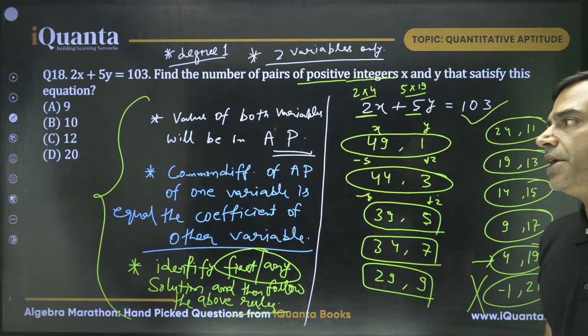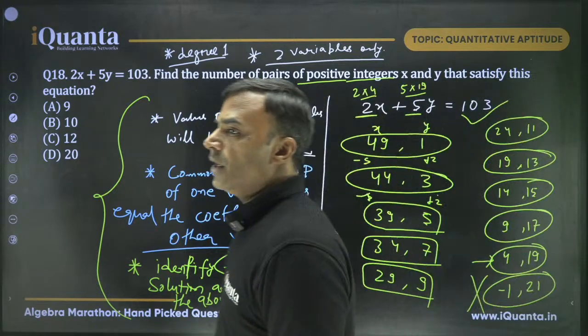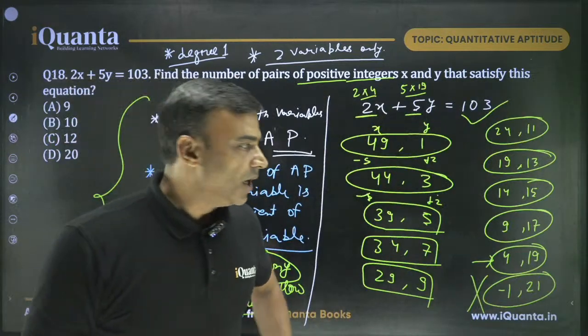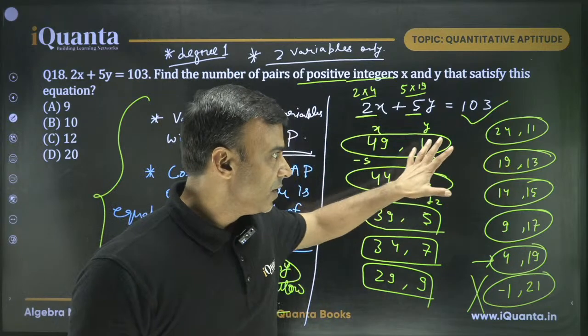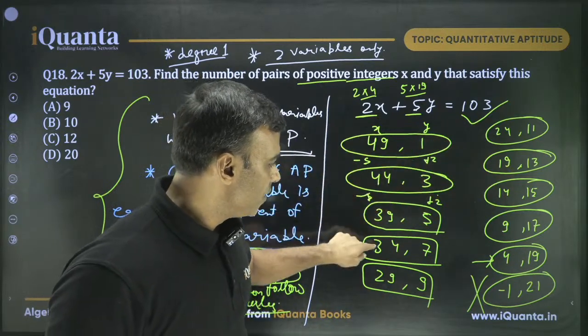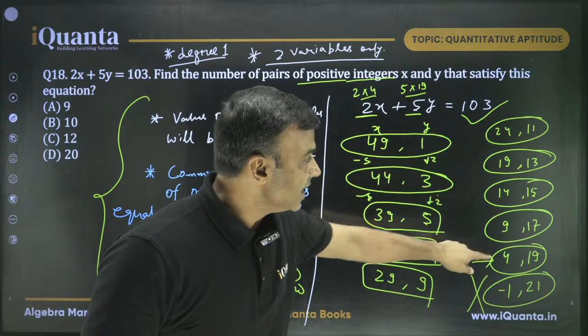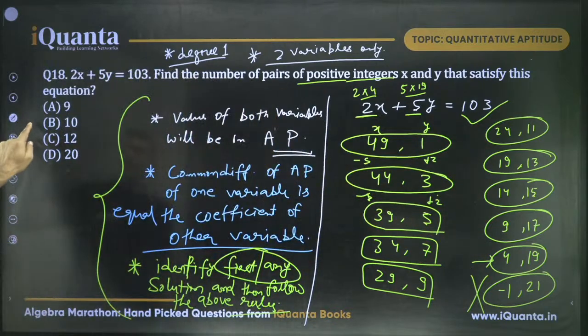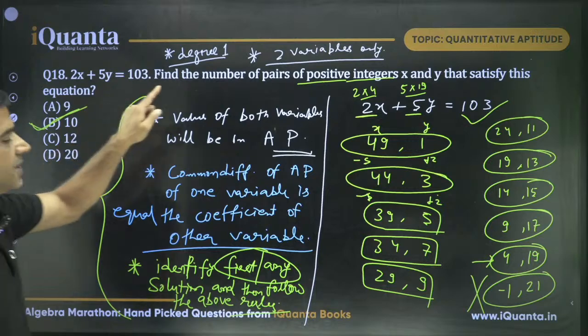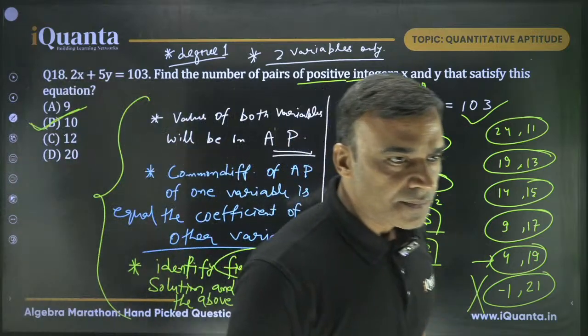हमेशा ये देखना चाहिए that if something gives me without any variable, so here there is no variable that we are using, है ना? 1, 2, 3, 4, 5, 6, 7, 8, 9, 10. 10 solutions. Answer is 10. B option. Answer is 10. ठीक है?